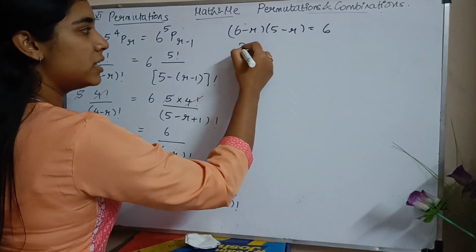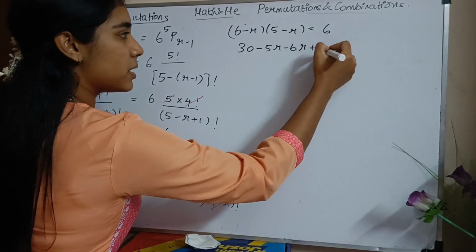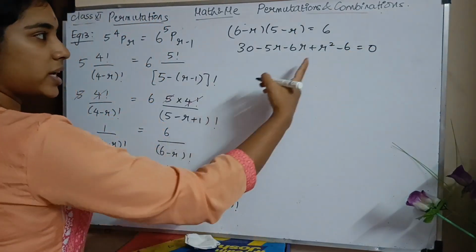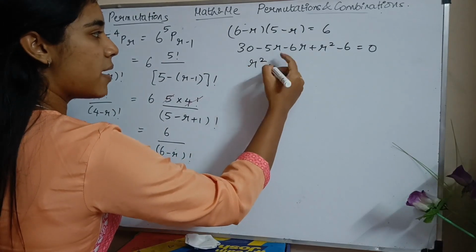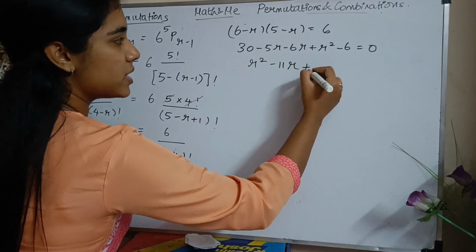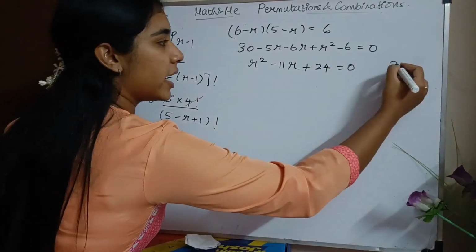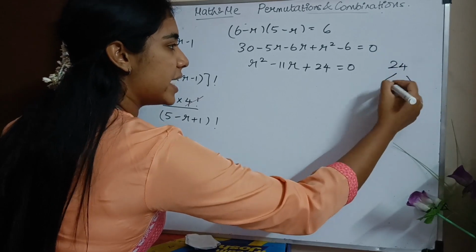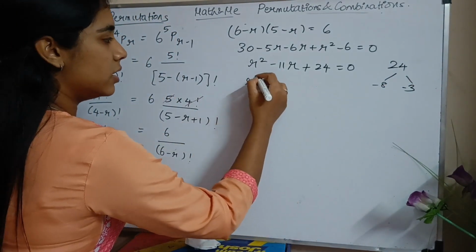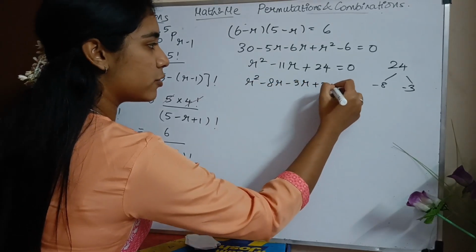So when I multiply, 30 minus 5r minus 6r plus r square minus 6 equals 0. Okay, so I have r square minus 11r, 30 minus 6 is 24, plus 24 equals 0. What can I do with 24? I need plus 24. So it is 8 3s are 24, minus 8 minus 3 for minus 11. So I have r square minus 8r minus 3r plus 24 equals 0.